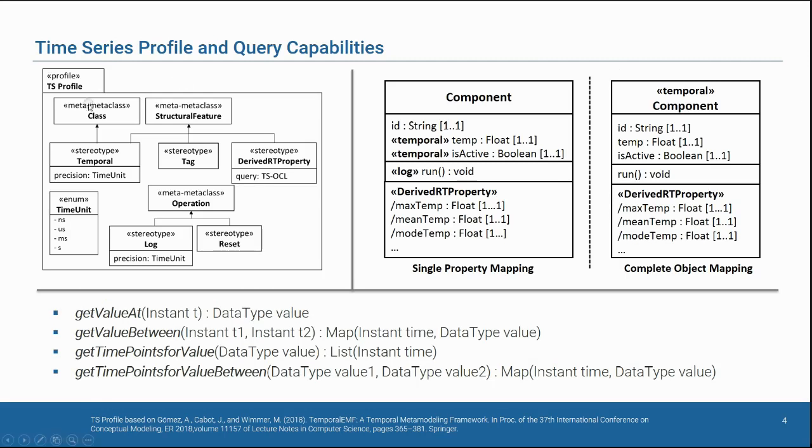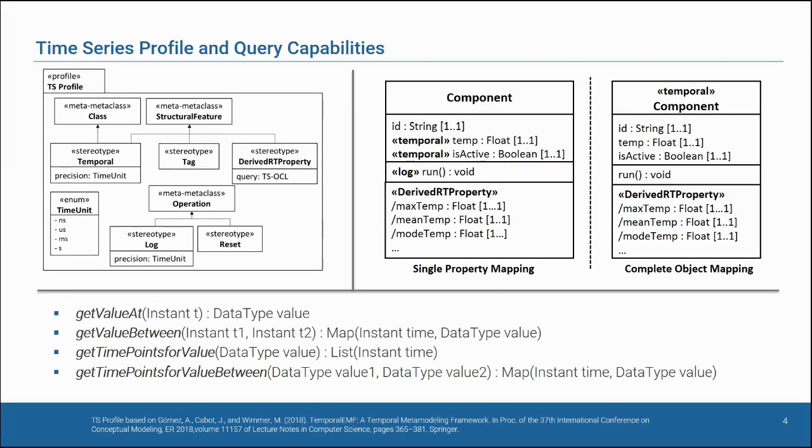In the profile, we extend class and structural features by the stereotype temporal to indicate that these objects or properties are temporal and have a runtime history. Additionally, operations are logged if they are annotated with the stereotype lock. To store additional information in form of structural features, they can be annotated as tag. Furthermore, the stereotype derived runtime property can be used to indicate that the derived property is calculated on the basis of runtime information stored in the DSDB.